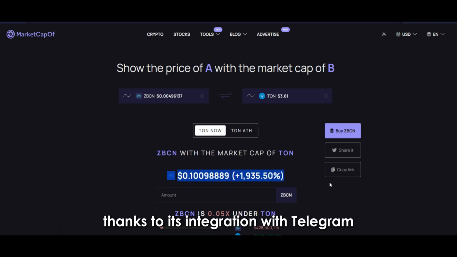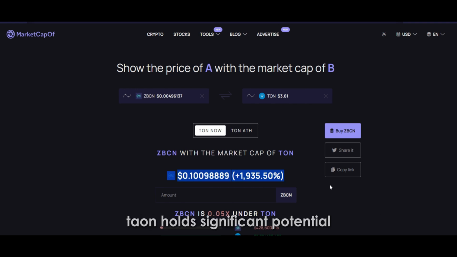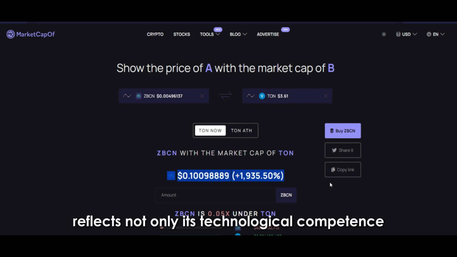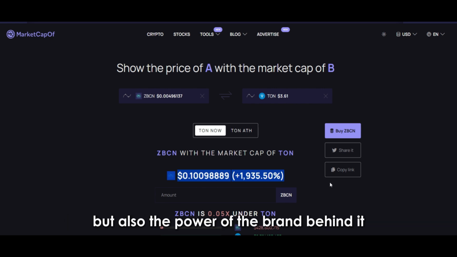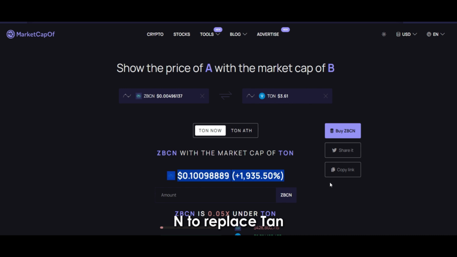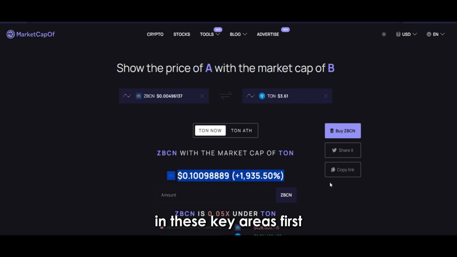Thanks to its integration with Telegram, a massive social media platform with a large user base, TON holds significant potential. Therefore, the market cap that TON has achieved reflects not only its technological competence, but also the power of the brand behind it, its reach, and the engagement of its community. For ZBCN to replace TON, it must match or even surpass TON's success in these key areas.